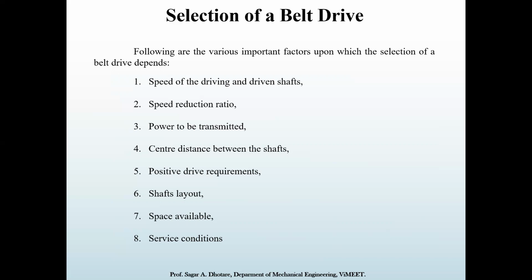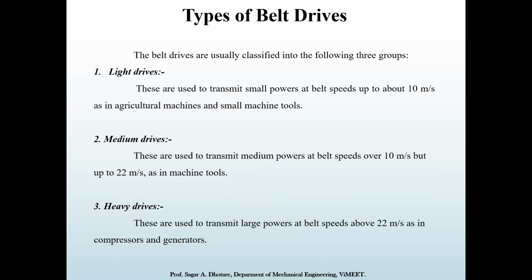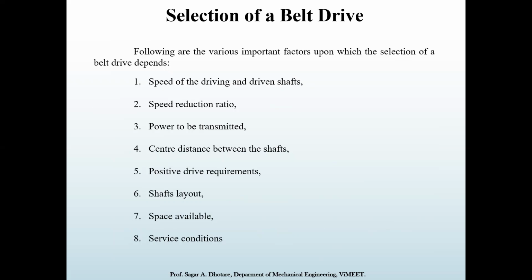Fifth, positive drive requirement. Then shaft layout, that is called the spacing. Again, it is related to center distance between the shafts, and the positioning also. Then space available, then service condition. So these are a few important parameters. Based on that, we need to identify the appropriate belt drive.